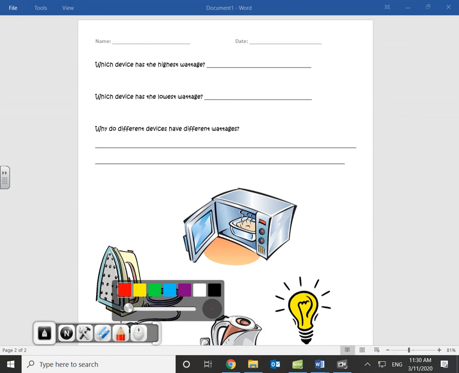Alrighty, so according to all of that work that we just did, which device has the highest wattage? Now I'm just going to pause here for a few seconds and you guys can decide which had the highest wattage.